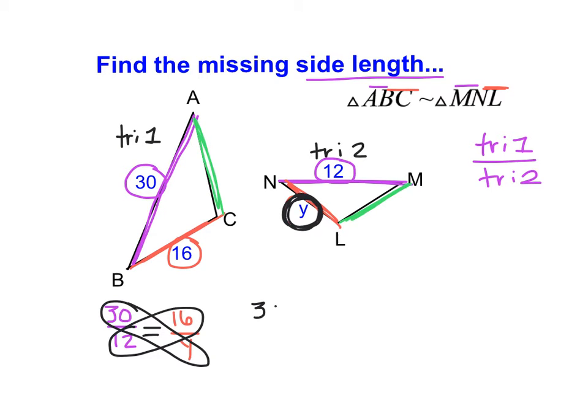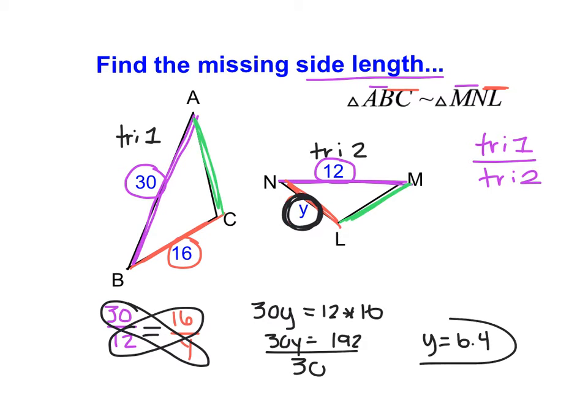I end up with 30y is equal to 12 times 16. 12 times 16 is 192. Divide both sides by 30. And I find y is equal to 6.4. That's what this y value here is equal to.